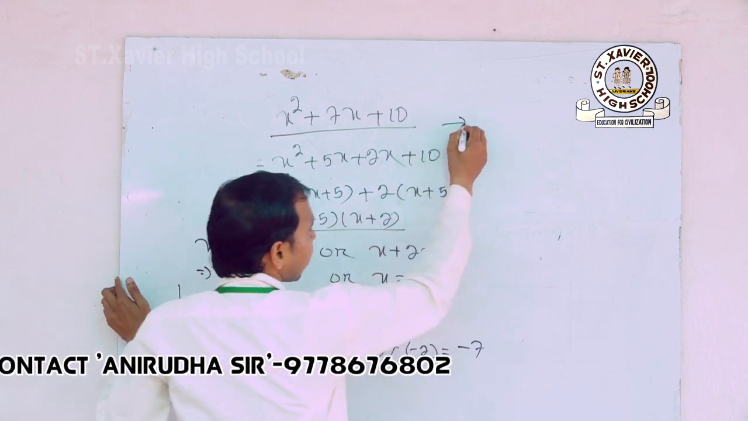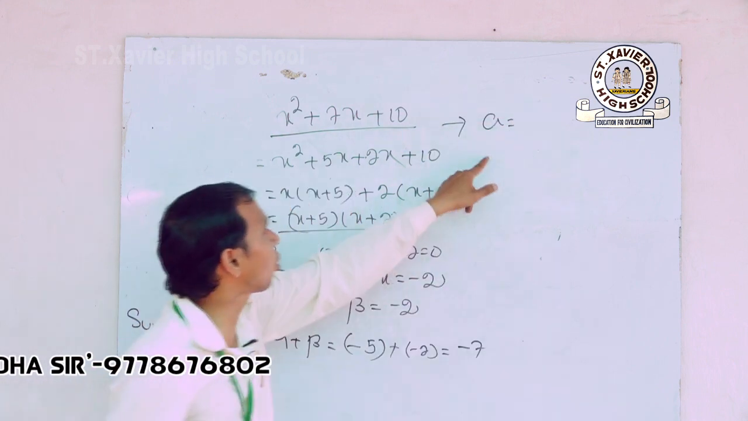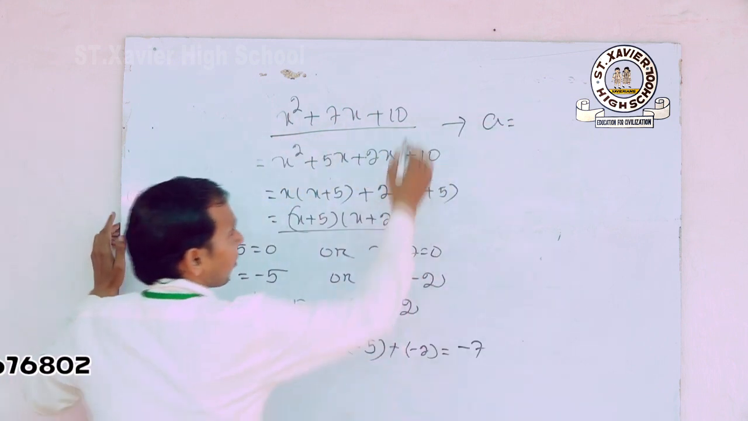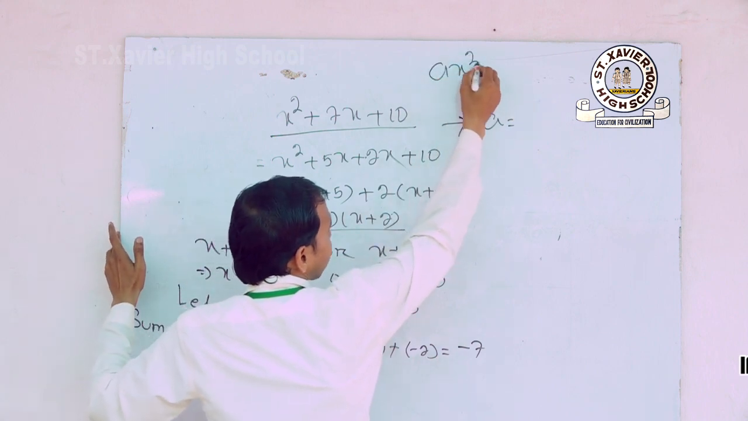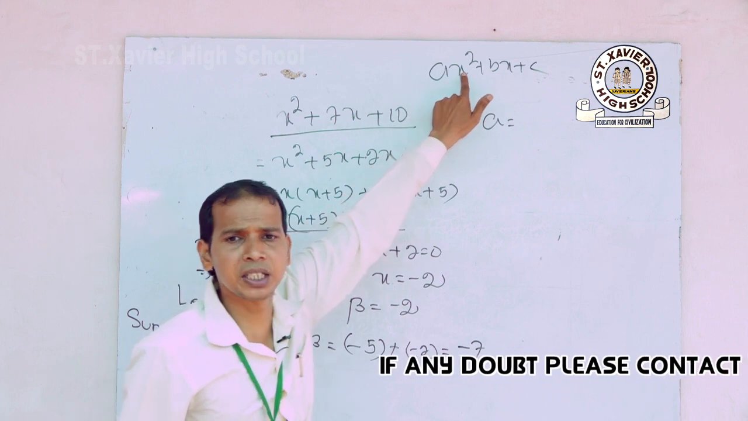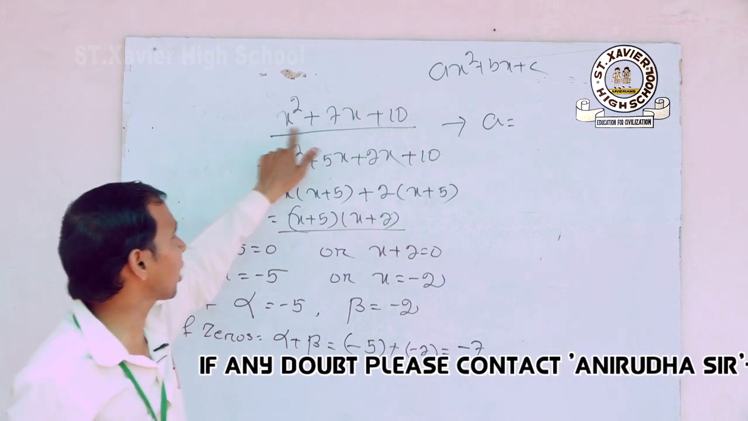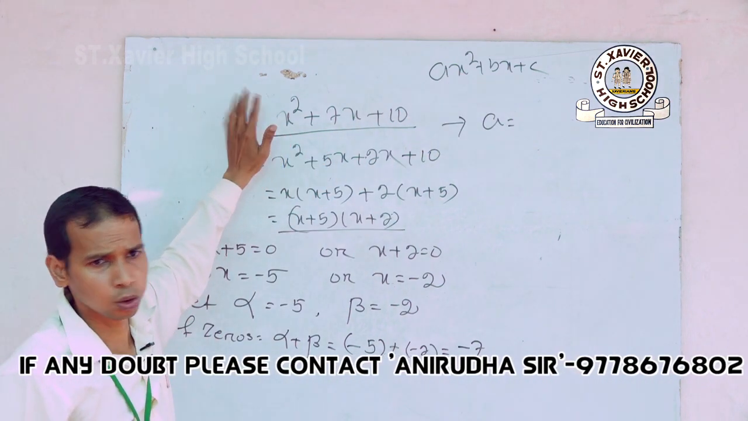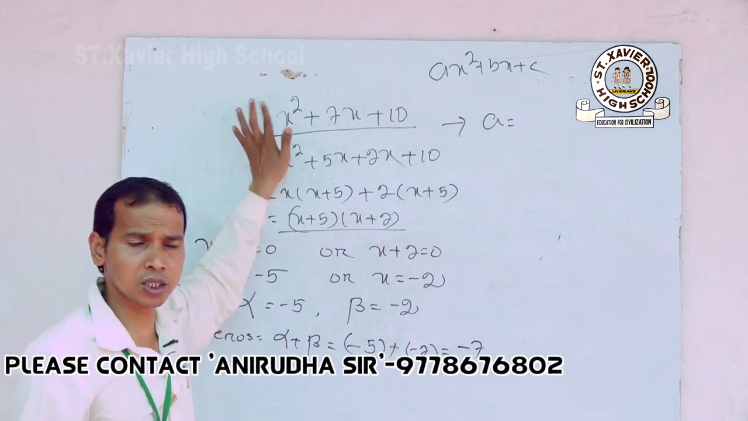Look, if we just mark here the given polynomial, x square plus 7x plus 10, so here a is the coefficient. You just remember the standard form, ax square plus bx plus c. A is the coefficient of x square. So the coefficient of x square here is nothing, and nothing means not 0, so it is 1.